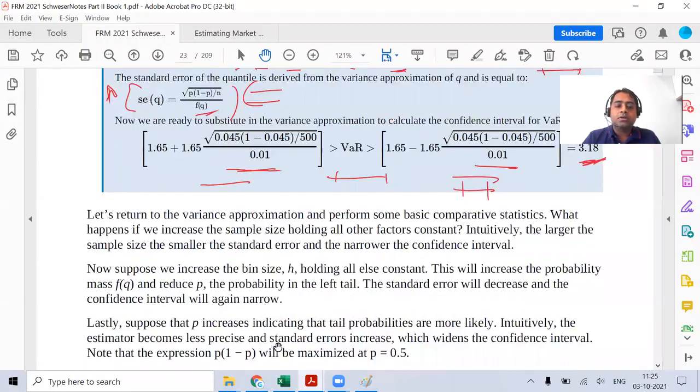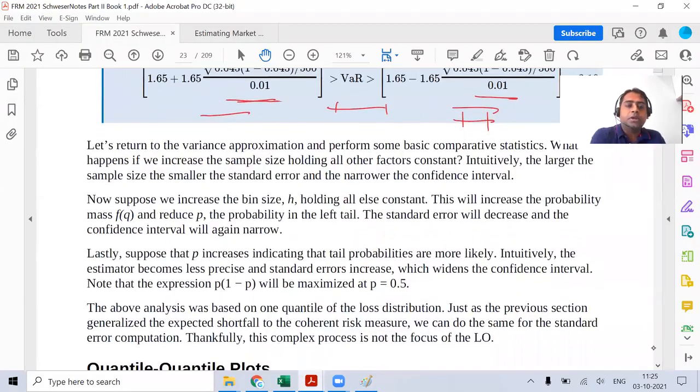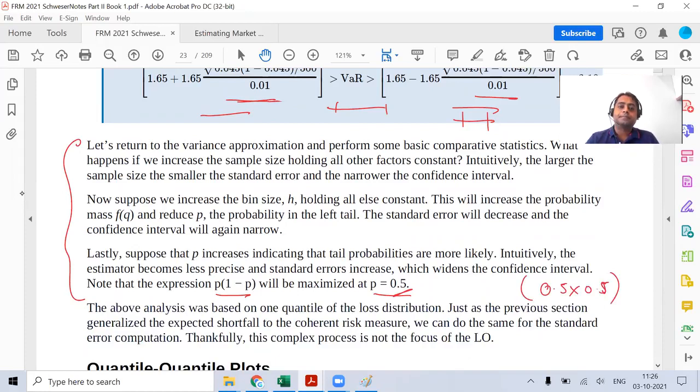And this is what they have been talking about. Read this point. Also over here, they have given the maximum that the numerator can be, P into 1 minus P, when P is 0.5. Then the multiplication is going to be 0.5 into 0.5, which will give you the maximum answer. Read these three paragraphs.